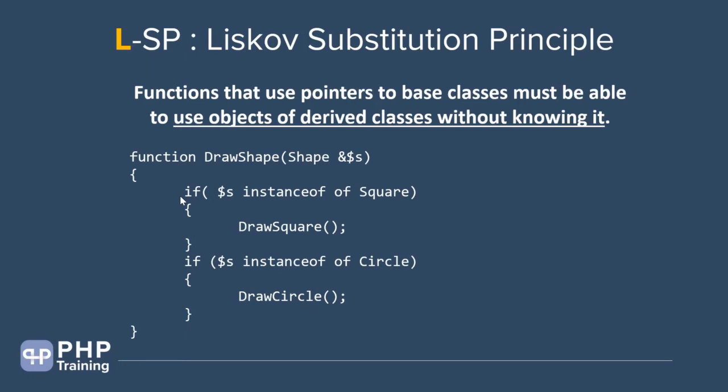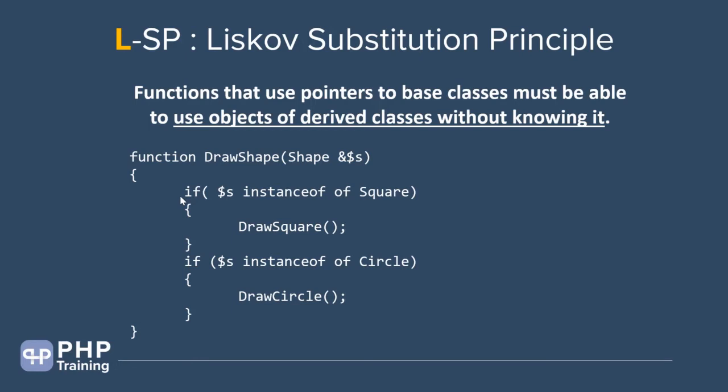Let's read the principle definition to understand what this principle says. A function that uses pointers to the base class, which is nothing but the shape class, must be able to use the objects of its derived classes, let's say square, circle or whatever, without knowing it. Now drawShape is drawing a shape. So the method that is inside the square or the circle should actually accept the shape and then change it in the child classes, not in the drawShape class. The drawShape method should not worry about whether it is a square or a circle. It should just draw it, right?